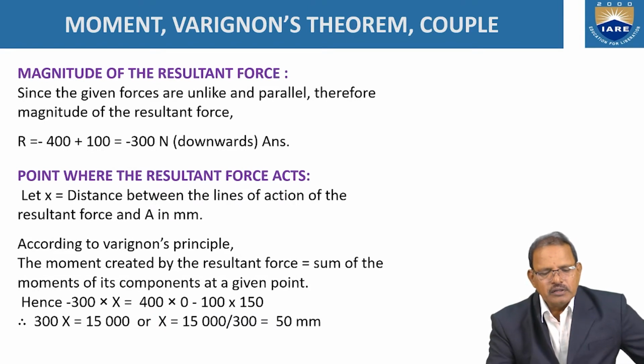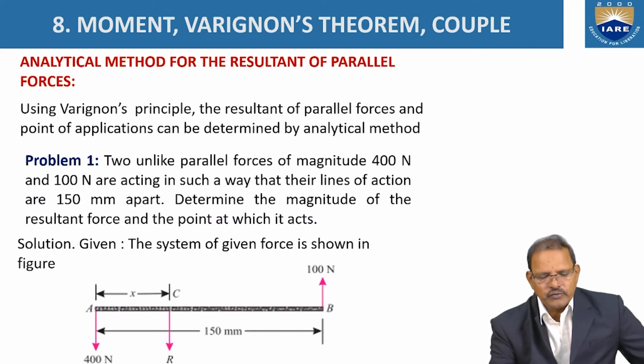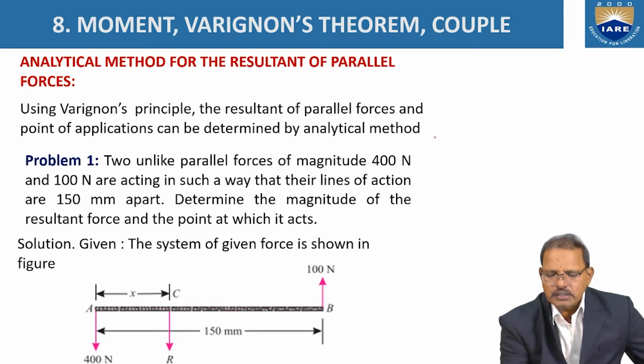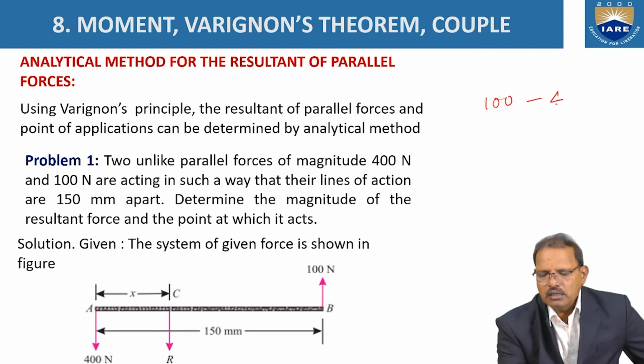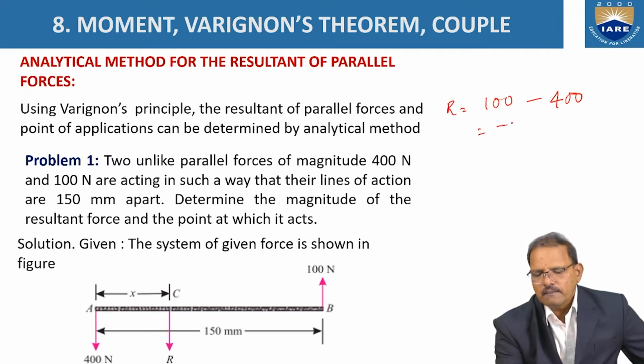Since the given forces are unlike and parallel, the magnitude of the resultant force is given by: 100 is treated as positive and 400 is treated as negative. That is, the resultant is equal to minus 300 newtons.